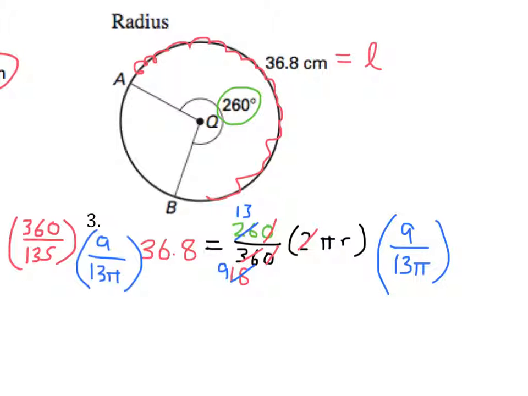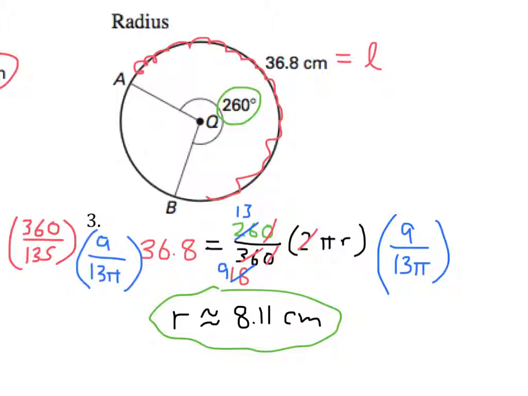So after we calculate all this, I'm going to put r on the left side just because I like it. I'm going to go approximate now because I divided by pi, and 8.11 centimeters, which is what I expect, because if this large thing is almost 37, I'd expect this to be 1/4, 1/5, which 8.1 is reasonable.